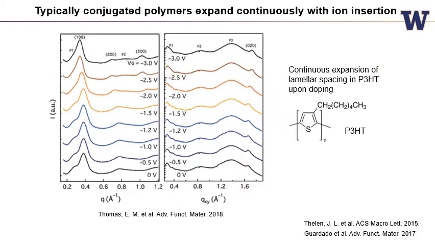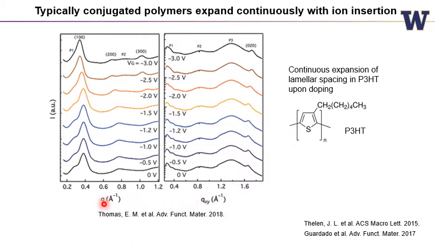So before I get to PB2TEG, I want to show the typical example of how a conjugated polymer crystal lattice changes upon ion insertion using X-ray diffraction. The polymer most commonly studied is P3HT, which is shown here. This is really the fruit fly of conjugated polymers.